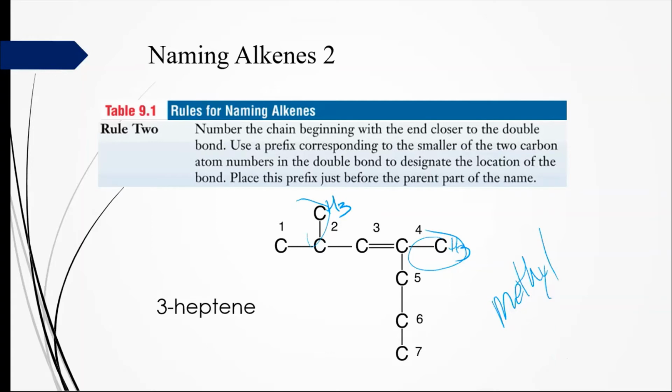So methyl is a CH3 because that carbon is attached to another carbon. Ethyl is CH2CH3 because one of its hydrogens is gone because it's connecting to our chain. So if we have 2 methyls, then we need to name that dimethyl, and they're connected at carbon 2 and carbon 4.